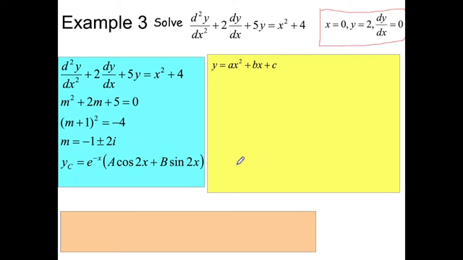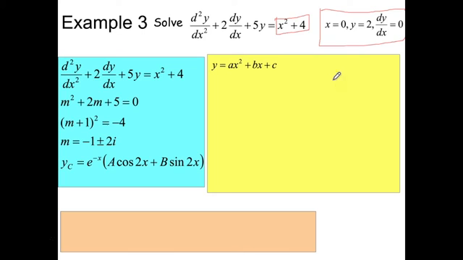Now we guess a particular integral. Since this is quadratic, it is x squared plus something x plus a constant. So we also have to guess our particular integral as ax squared plus bx plus c. Then we look for a, b, and c.